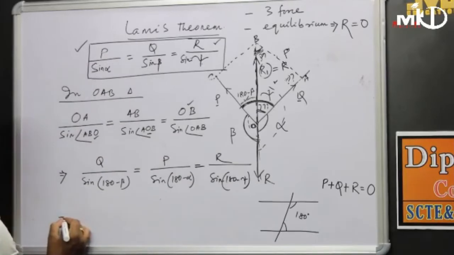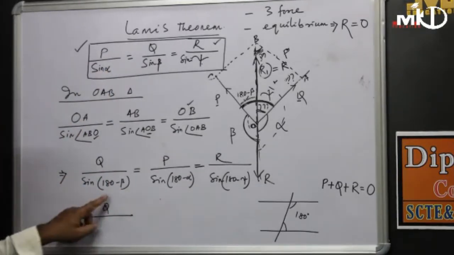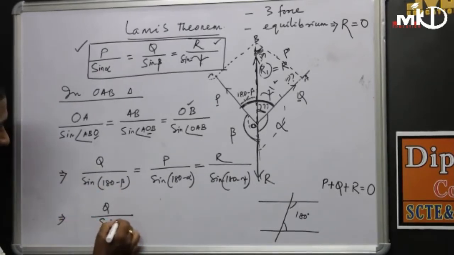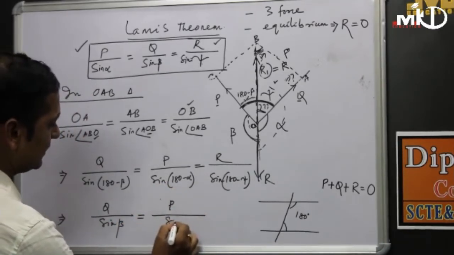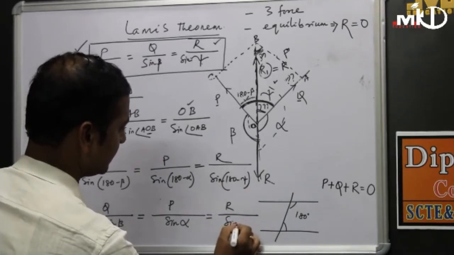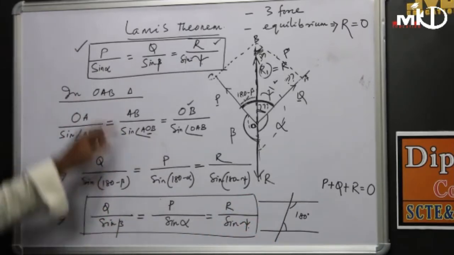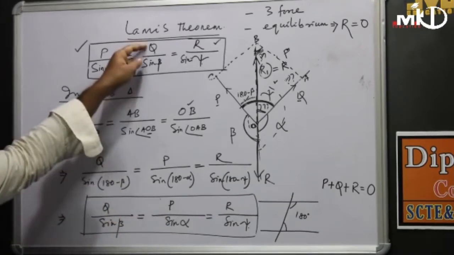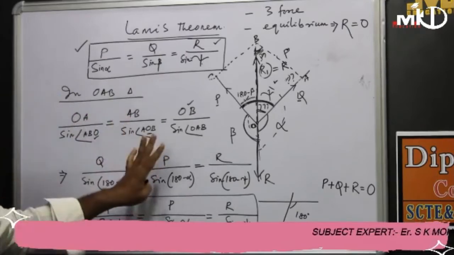So now easily we can derive this principle. Q divided by sine 180 minus gamma. Sine 180 minus theta means sine theta. So sine 180 minus beta means sine beta, is equal to P divided by sine 180 minus alpha, that is sine alpha, is equal to R divided by sine 180 minus gamma, that is sine gamma. So that is Lami's theorem derived. So P by sine alpha is equal to Q by sine beta, which is equal to R by sine gamma. In this way we can derive it.